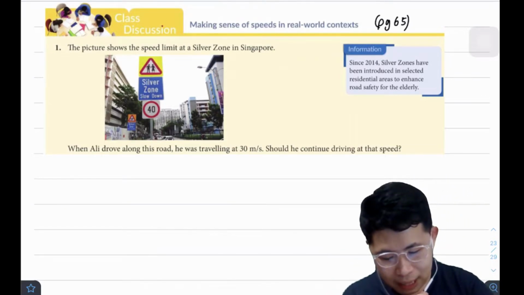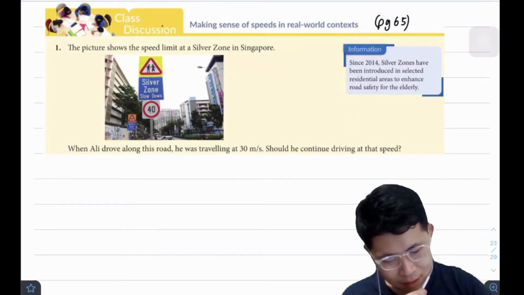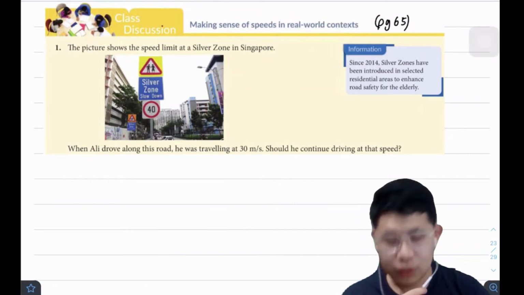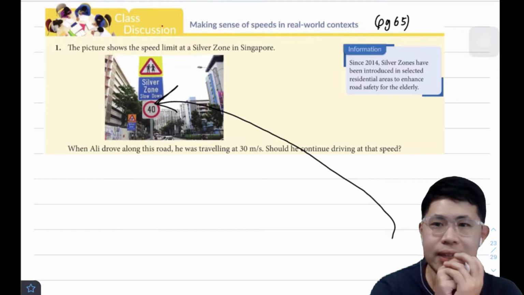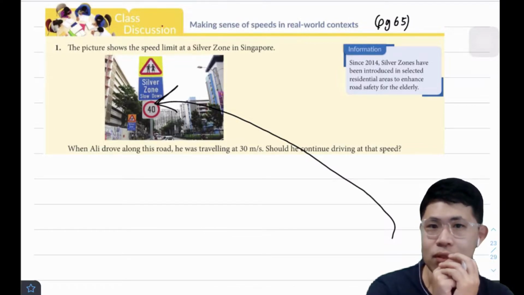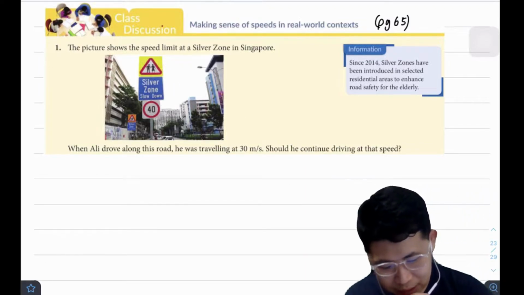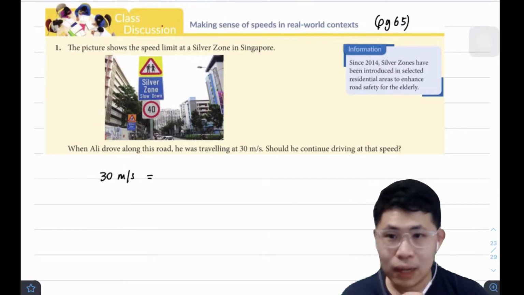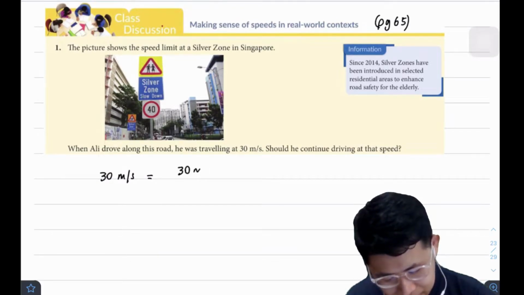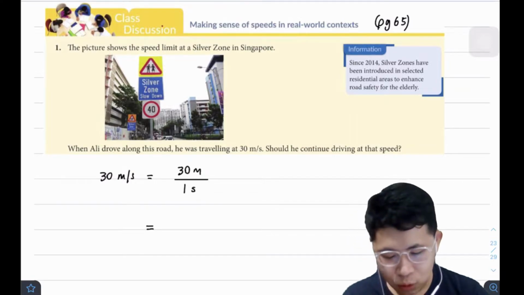If you were to look at this sign over here, this 40 over here is actually in kilometers per hour. So in order for us to do a very good comparison, let us convert this into kilometers per hour. So I'm going to start off with 30 meters per second, and I'm going to rewrite this as 30 meters in 1 second, because this is what it means. And do you remember how do we convert this?